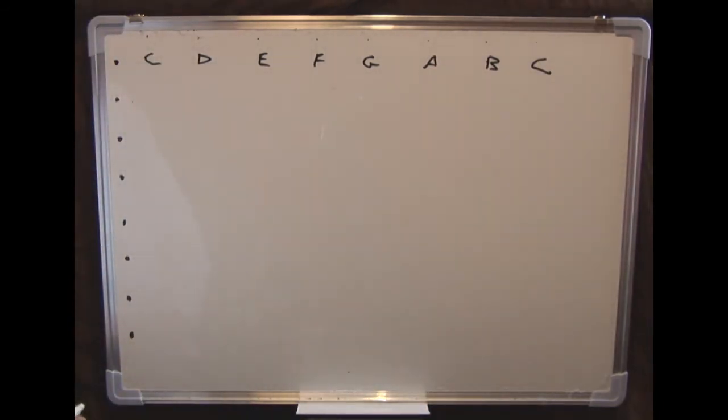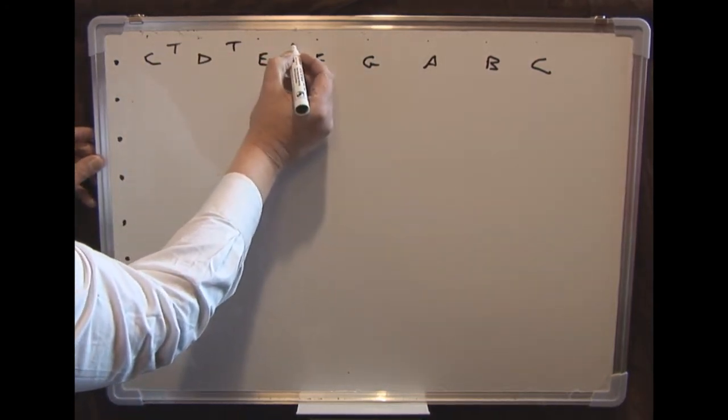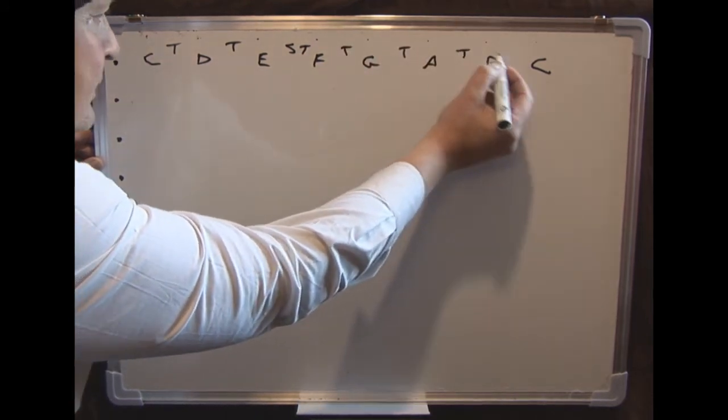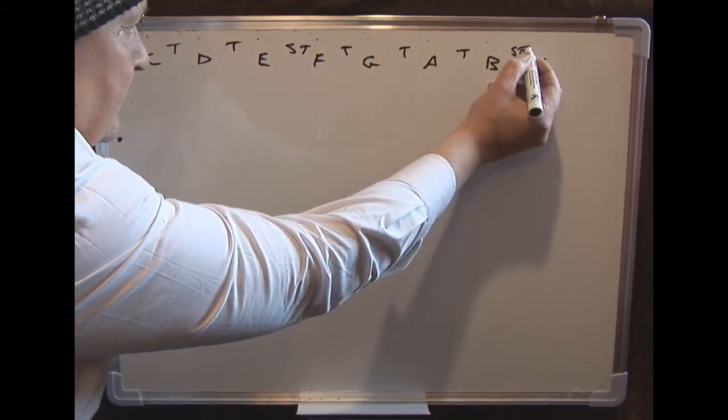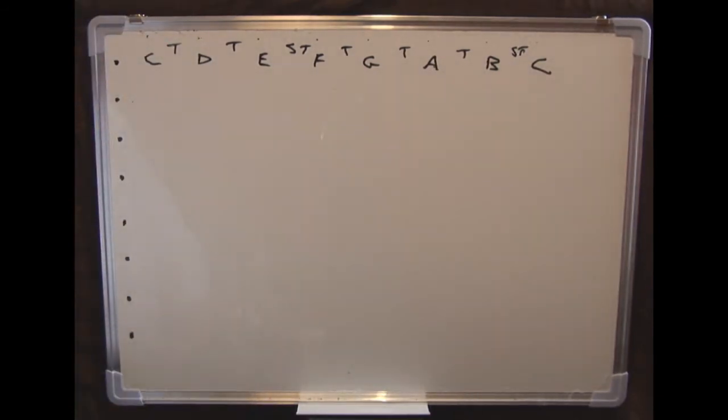Okay, so there's no sharps or flats in that scale. Let's write in the tones and semitones over the top. A tone, tone, tone, semitone. Okay, so that's the scale of C major. No sharps or flats, same on every instrument. No sharps or flats in the scale of C.